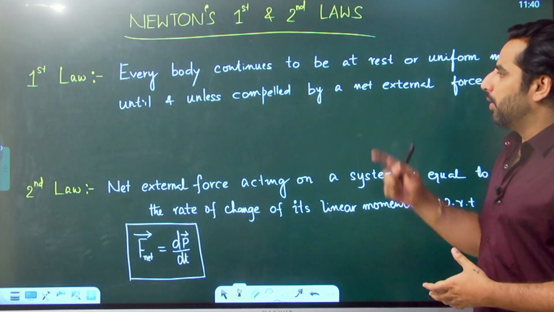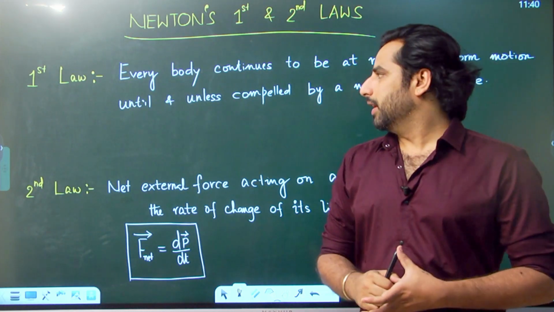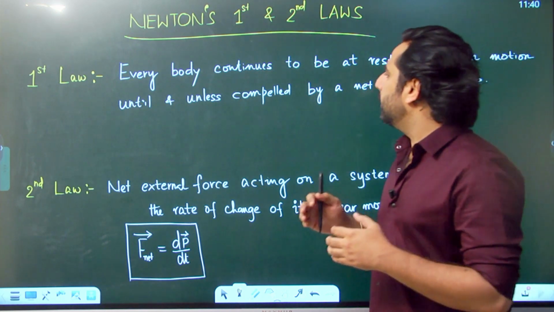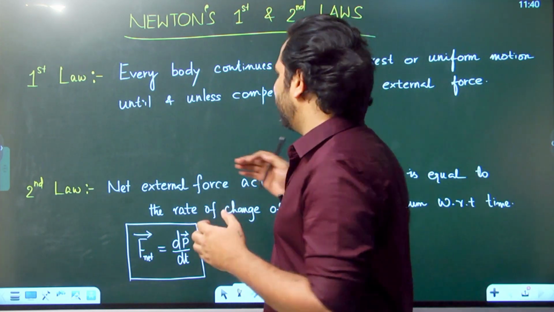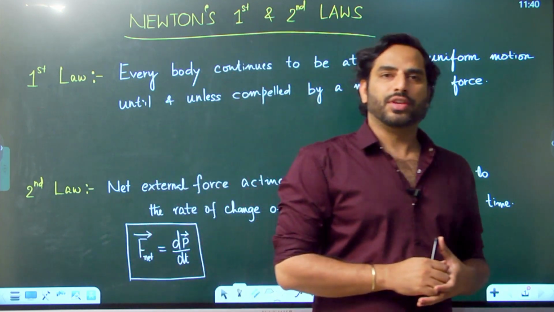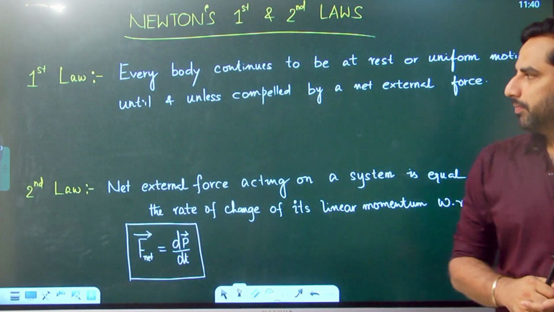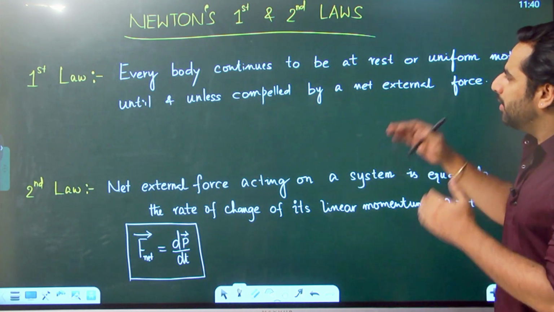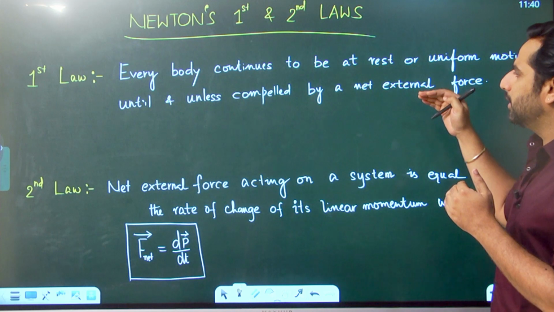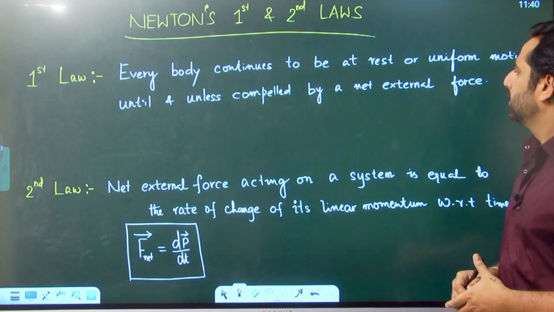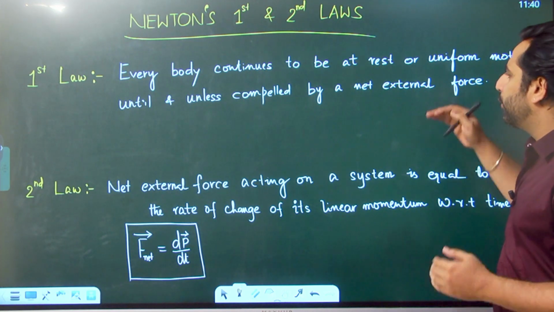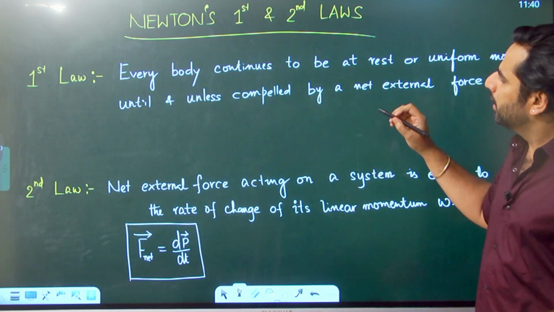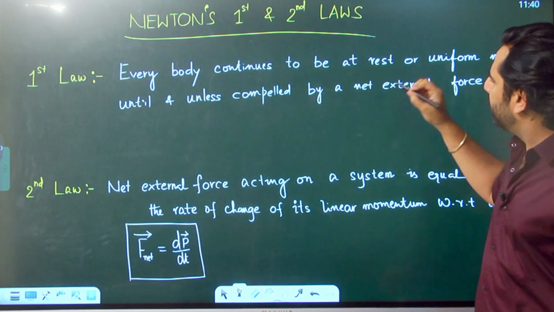So coming to the first law, which is also called the law of inertia, it states that every body continues to be at rest or uniform motion until and unless compelled by a net external force. This statement you have been studying since your schooling. So let me try to explain it much better. Somehow, to me, this statement gives an impression that net external force causes motion, because it says that every body continues to be at rest or uniform motion.